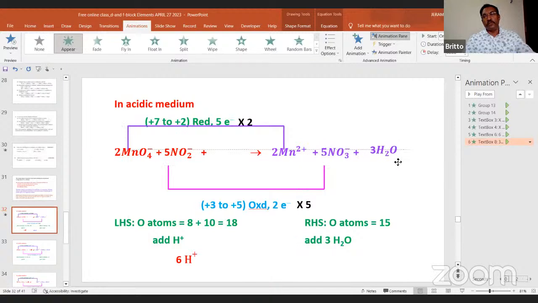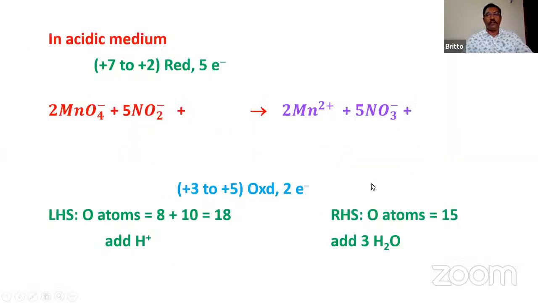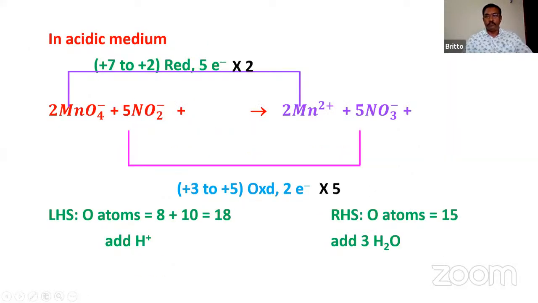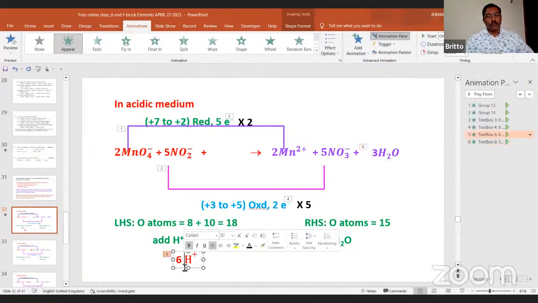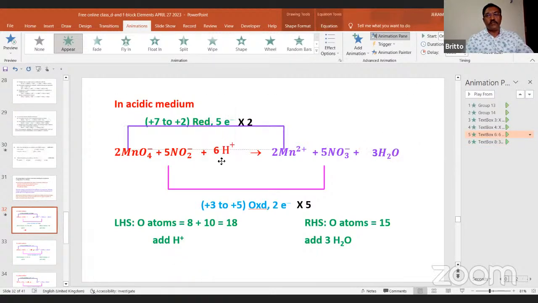what we are going to do is add 3H2O. Okay, 3H2O added. So now find out the oxygen on both sides, and it will match. 18 on this side, and the same 18 oxygens on the other side. So to match the hydrogen, we have to convert the hydrogen in that water into H+ and put it on this side.